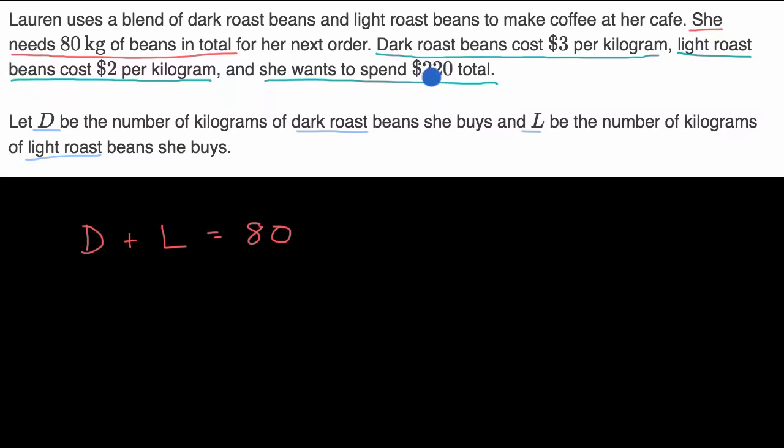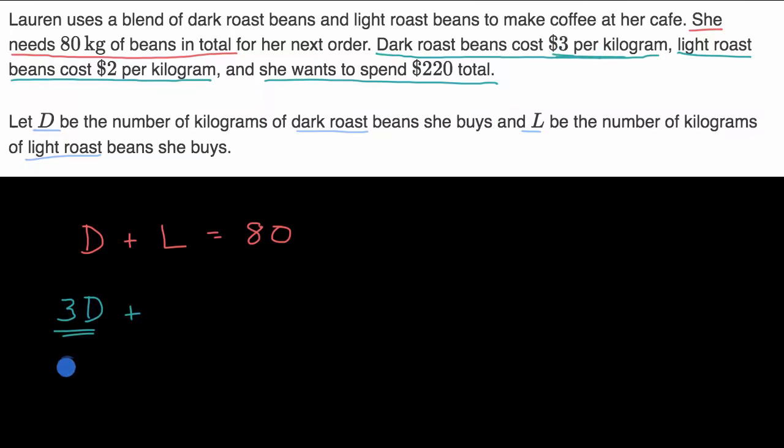Pause the video. All right, well, the way to think about it is we just have to have an expression for how much she spends on dark roast beans, how much she spends on light roast beans, and then we need to add those two together, and that needs to be equal to $220 because that's how much she wants to spend in total. So how much does she spend on dark roast beans? Well, it's going to be the number of kilograms of dark roast beans that she buys, and it costs $3 per kilogram. So we're going to multiply it by 3. $3 per kilogram times the number of kilograms of dark roast beans. This is how much she spends on dark roast beans.